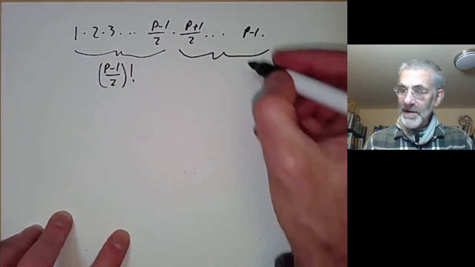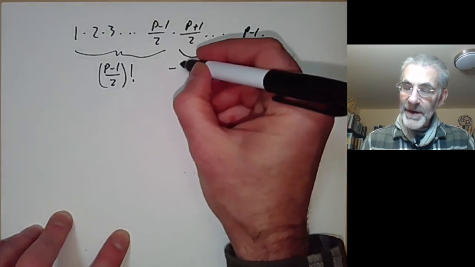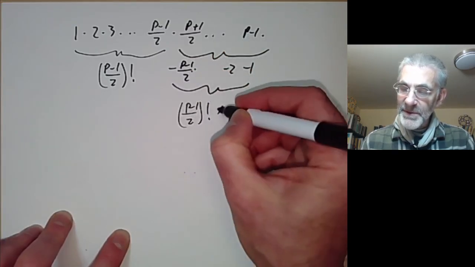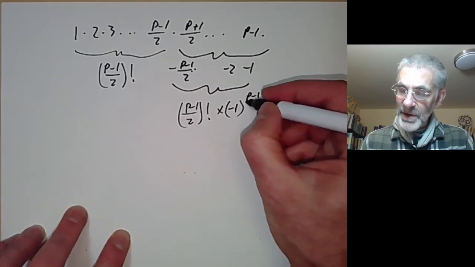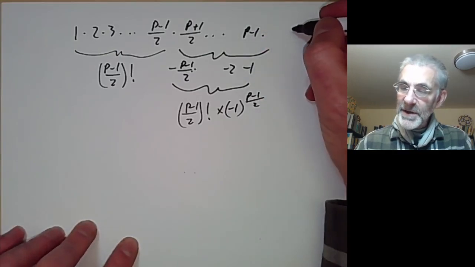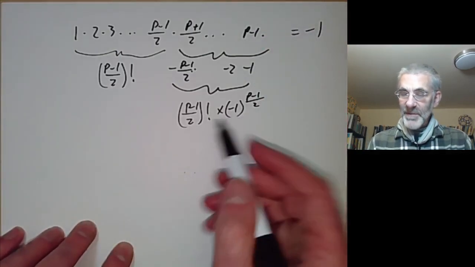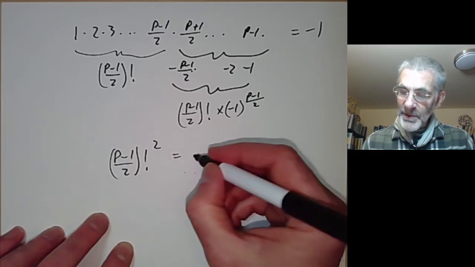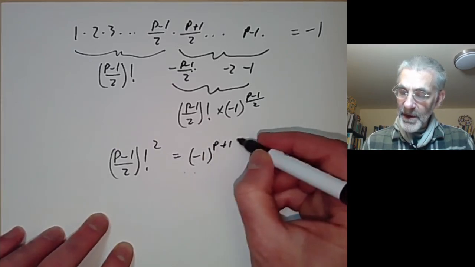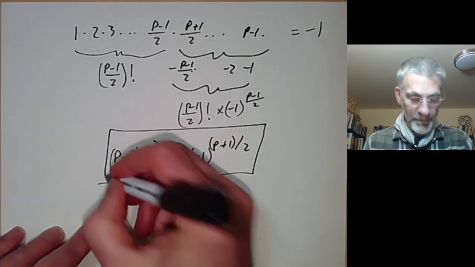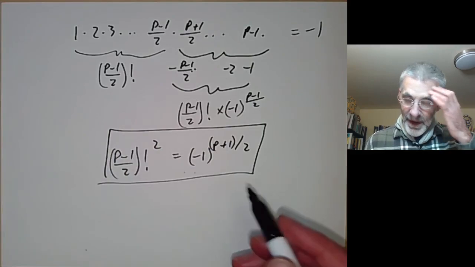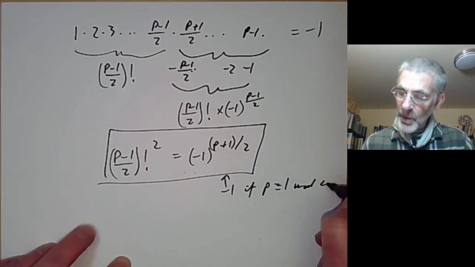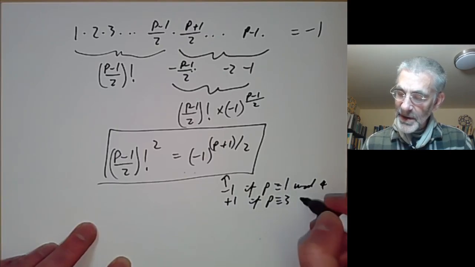And these ones are congruent to minus 1, minus 2, up to minus (p minus 1)/2. So the product is ((p minus 1)/2) factorial times (minus 1) to the (p minus 1)/2. And this product is equal to minus 1. So if we look at this, we see that ((p minus 1)/2) factorial squared is equal to (minus 1) to the (p plus 1)/2. This is equal to minus 1 if p is congruent to 1 mod 4 and plus 1 if p is congruent to 3 mod 4.